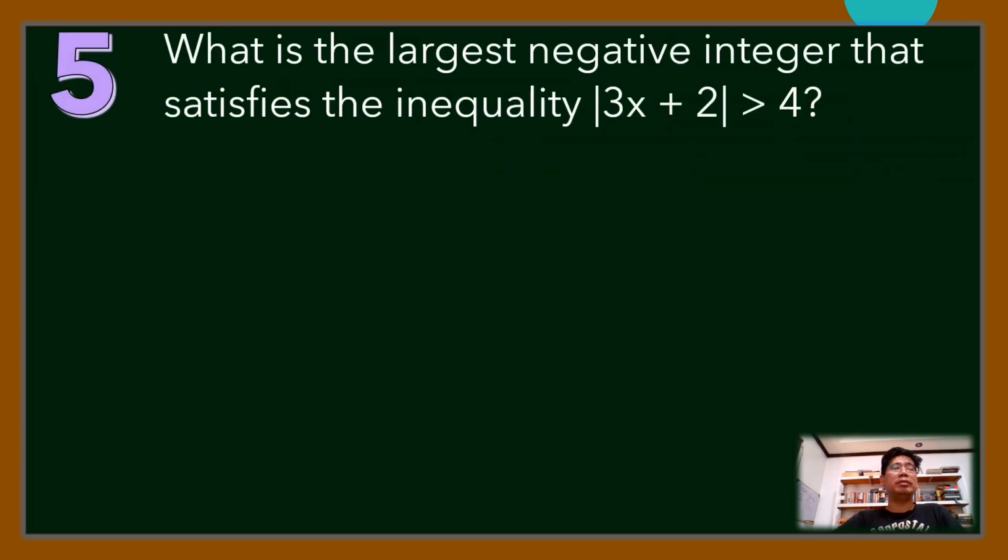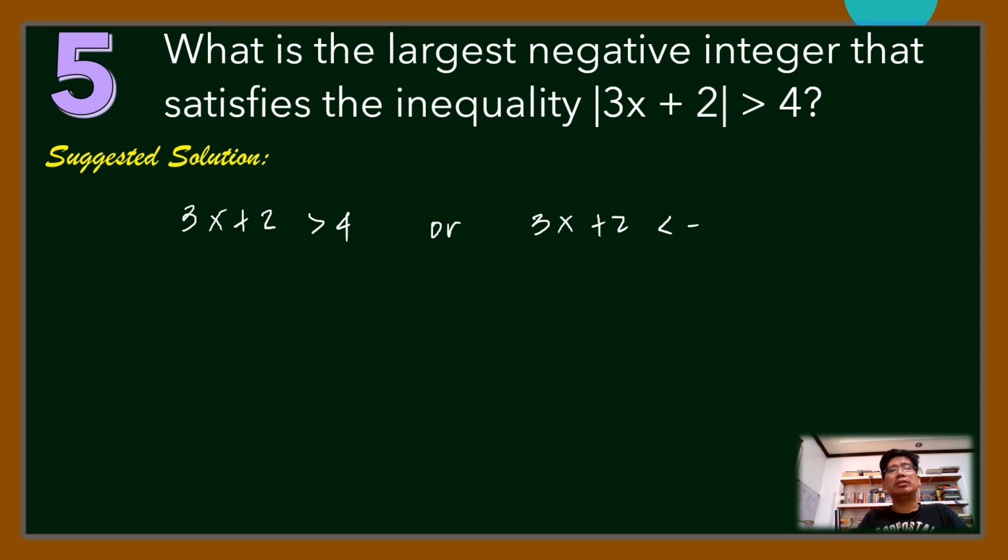Problem number 5. What is the largest negative integer that satisfies the inequality absolute value of 3x plus 2 is greater than 4? Here is our solution. Let us solve the absolute value of 3x plus 2 is greater than 4 for x. Then 3x plus 2 is greater than 4, or 3x plus 2 is less than negative 4.